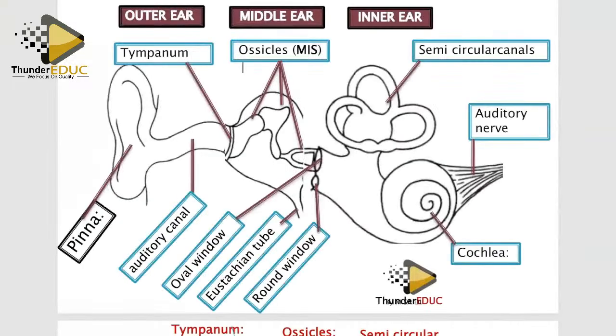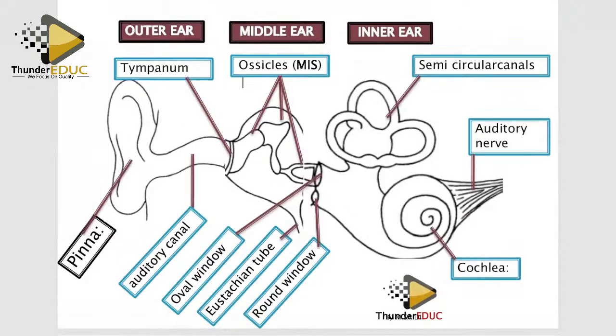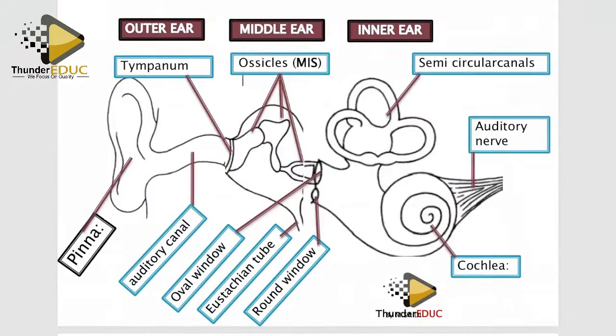The outer ear has the pinna. The pinna is this part which you see. And then it has this tube, which we call the auditory canal. Don't call it eardrum, call it auditory canal. Then we have this part, which is like a drum. Some books say eardrum. Don't call it eardrum, call it tympanum or tympanic membrane.